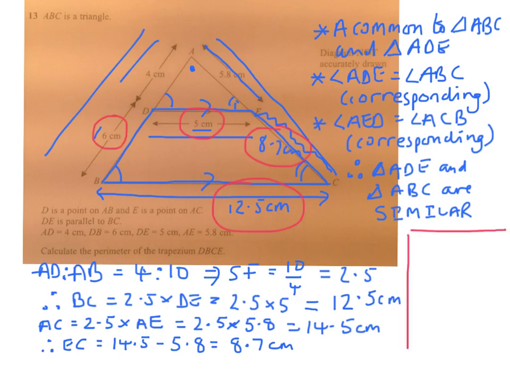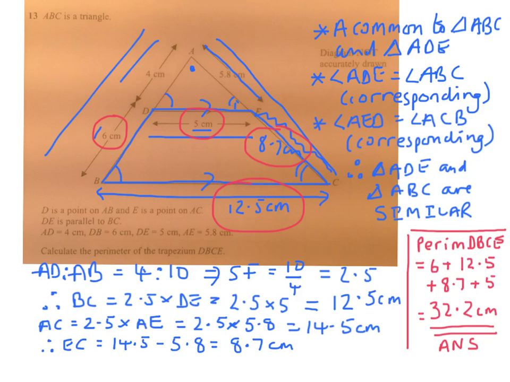So now I've found out the lengths of all the bits of the trapezium that I'm interested in, I can add them all together to find out the final perimeter. And when I add them all together, I get 32.2 centimetres.